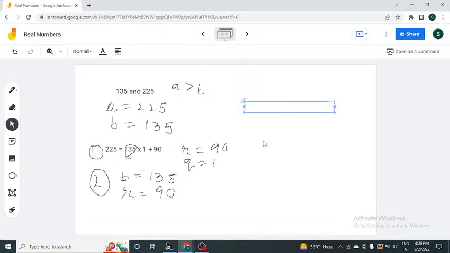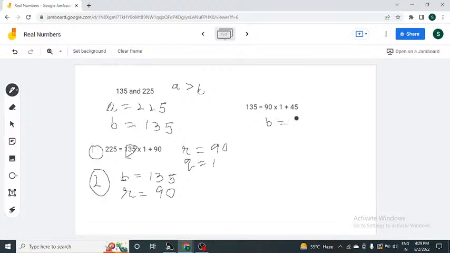So if I apply the lemma to B and R, that would be 135 equals... now if you see, 90 times 2 is 180, so you can only do this 90 times 1, and the rest would be the remainder. If you subtract, you'll find that the remainder would be 45. Okay, now this was the second step that we did. After this step, we again got some values for B and R.